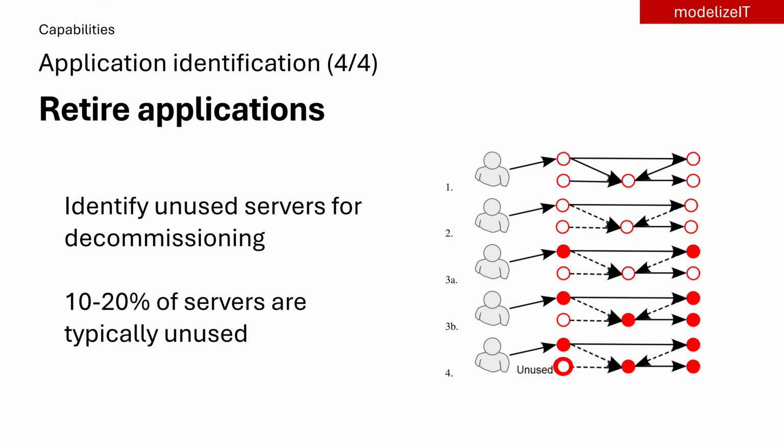By mapping every server to the related business function at modelizeIT, clients are also able to identify unused servers that may be candidates for decommissioning. We found that clients often discover that 10 to 20% of their servers are unused.